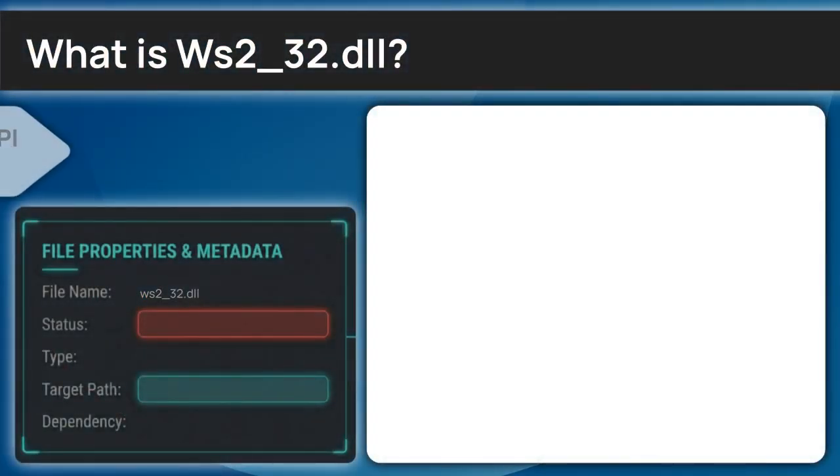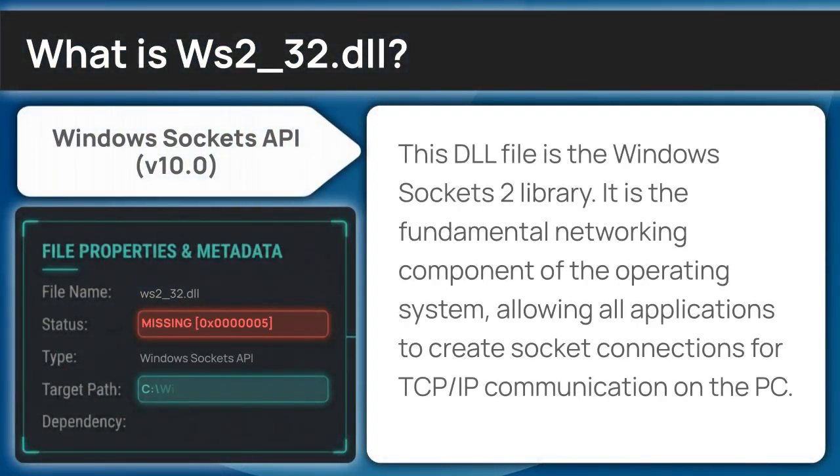This DLL file is the Windows Sockets 2 library. It is the fundamental networking component of the operating system, allowing all applications to create socket connections for TCP/IP communication on the PC. With that background out of the way, here is how we actually restore the missing component.